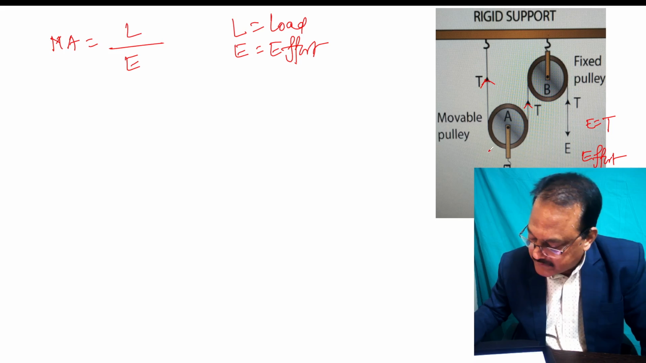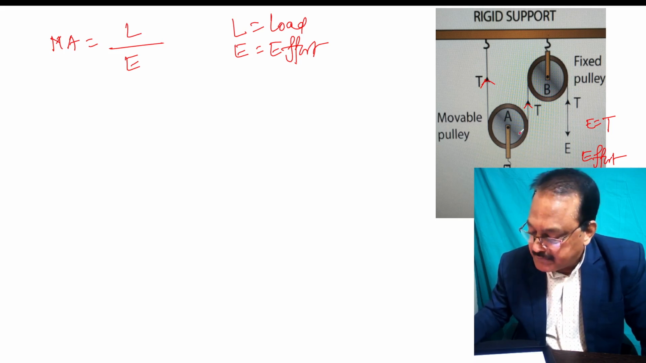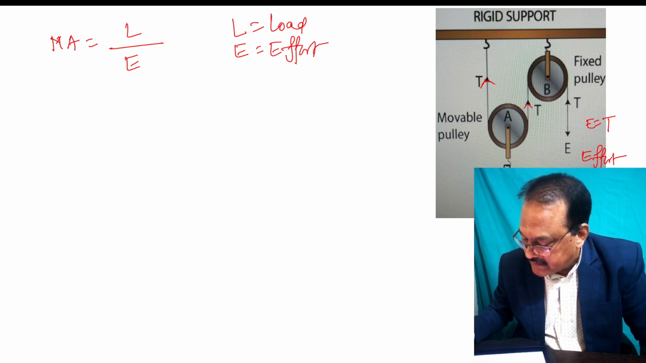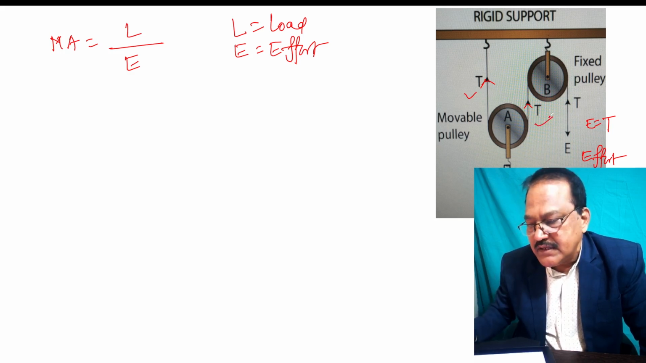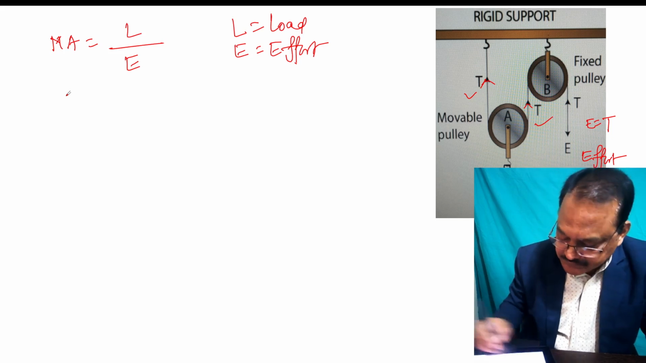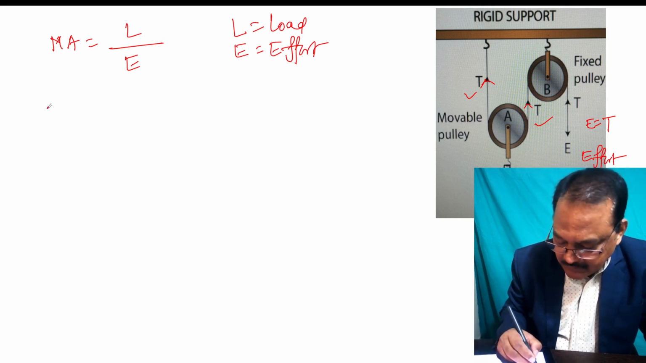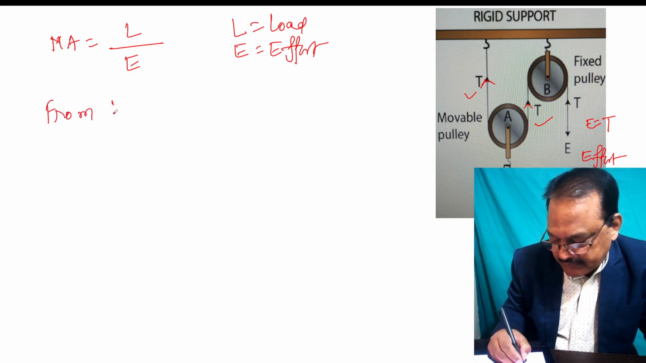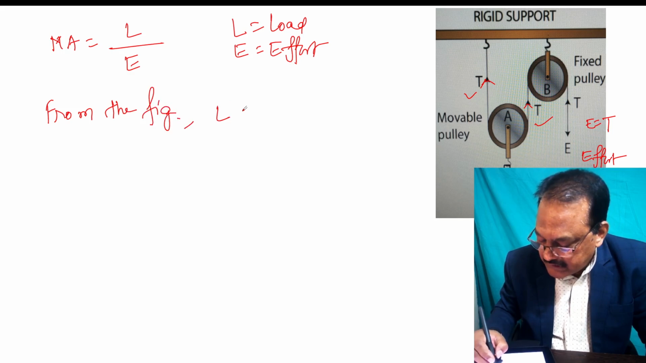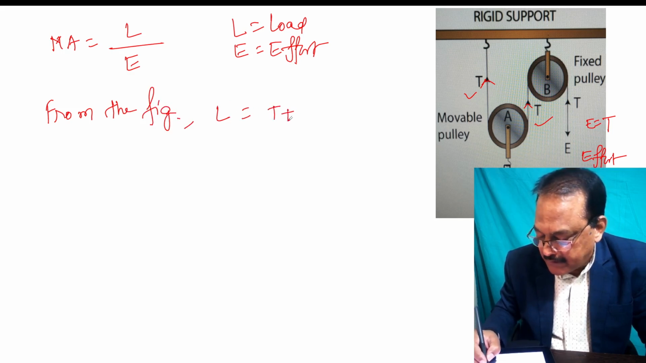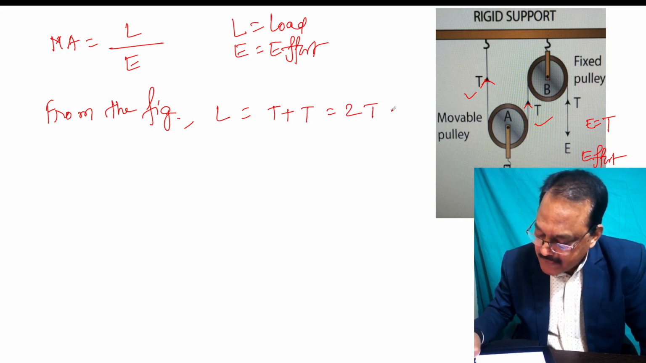See here, as per this figure, in case of this movable pulley, this load L is equivalent to the summation of first T and second T, right? So we can write here from the figure, L is equivalent to T plus T, that is 2T. We can write here. Okay, fine. Let us suppose this is equation number 1.